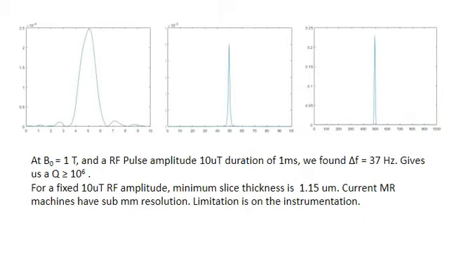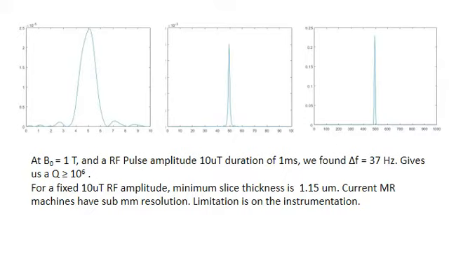You can see the probability for the spin-up and spin-down state versus driving frequency for three different RF excitation durations. As the duration increases, the bandwidth of the resonance decreases. At B0 of 1 Tesla, for example, with an RF pulse amplitude of 10 microtesla and a duration of 1 millisecond, we found the bandwidth of the resonance frequency to be 37 Hz.